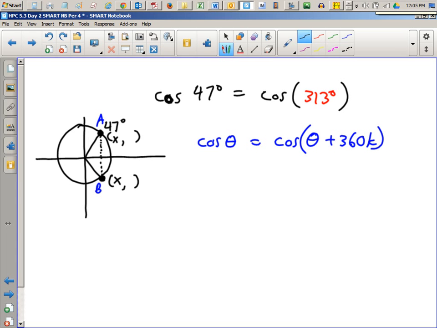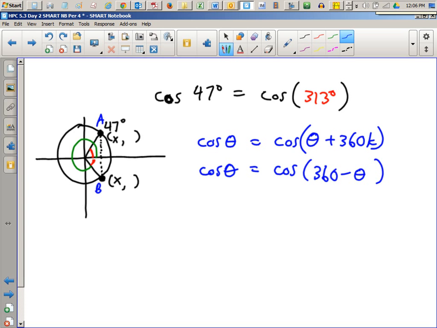How did you come up with 313? 360 minus 47. Yes. So if this is 47, this angle is just going to be 360 minus 47, because this angle also is 47. So we have 47 above or 47 below. But if you're measuring the green, that's just a full circle except that red piece. So 360 minus theta gives you the same value as cos theta. Let's write that down. Cosine of theta and cosine of 360 minus theta are always the same.